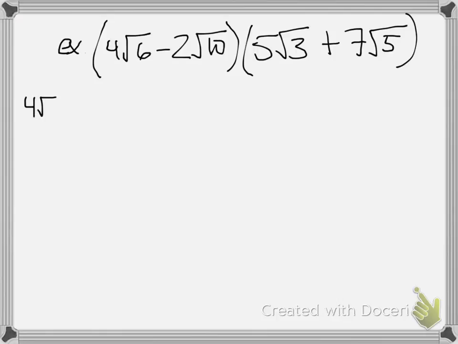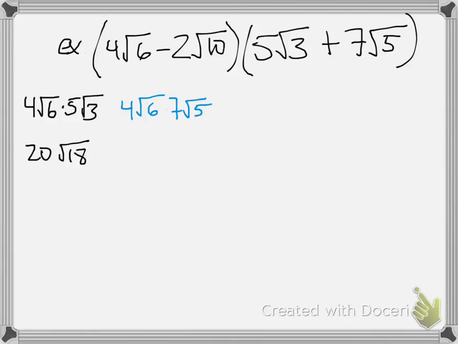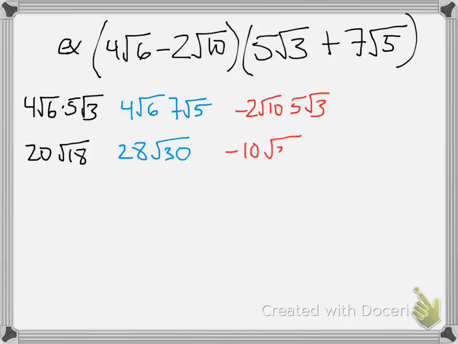First, you have 4 square root of 6 times 5 square root of 3, which gives you 20 square root of 18, because 4 times 5 is 20, and 6 times 3 is 18. Outside, 4 square root of 6 times 7 square root of 5, which gives you 28 square root of 30. Inside, we have negative 2 square root of 10 times 5 square root of 3, which gives you negative 10 square root of 30. And last, we have negative 2 square root of 10 times 7 square root of 5, which gives you negative 14 square root of 50.